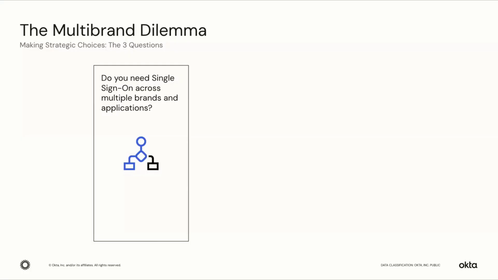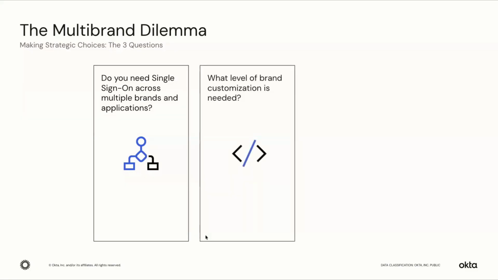It would simply not suffice because we can't SSO across multiple brands with different top-level domains. Then that would push us to the next question: what level of brand customization is needed? For maybe a low complexity, we can use the out-of-the-box code editor within the Okta UI console to provide inline conditional statements to render the logo, the background image, etc.